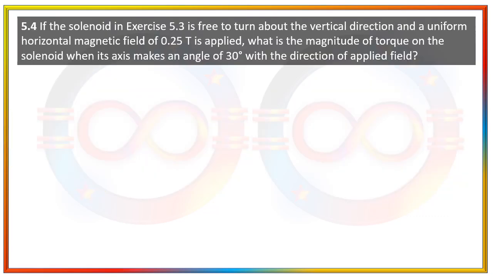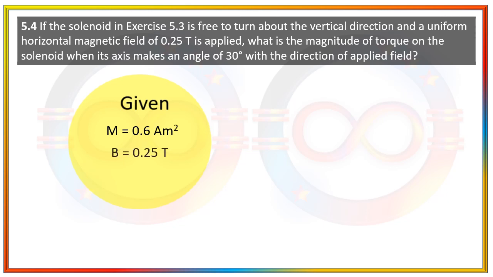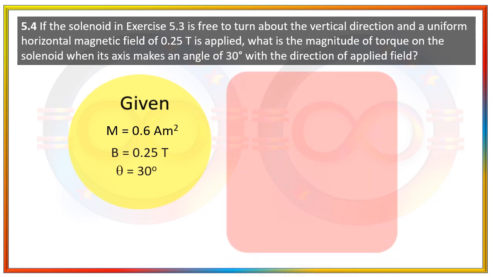Question number 5.4, that is question number 4, is saying that if the solenoid in previous question is free to turn about the vertical direction and a uniform horizontal magnetic field of 0.25 Tesla is applied, what is the magnitude of torque on the solenoid when its axis makes an angle of 30 degree with the direction of applied field? So things which are given here is M, already calculated in the previous question. Then B, magnetic field is 0.25, theta is 30 degree. The question is magnitude of torque.